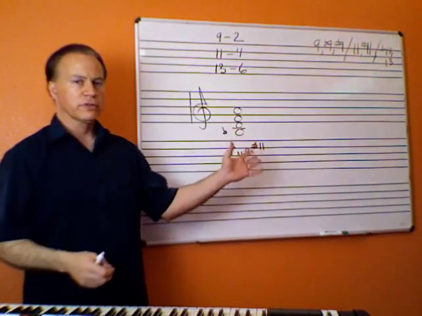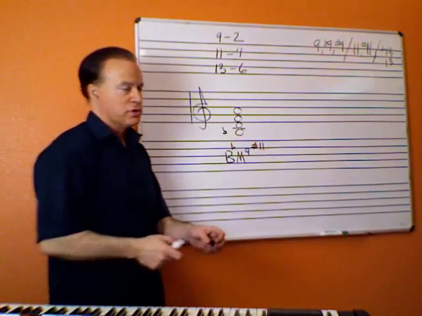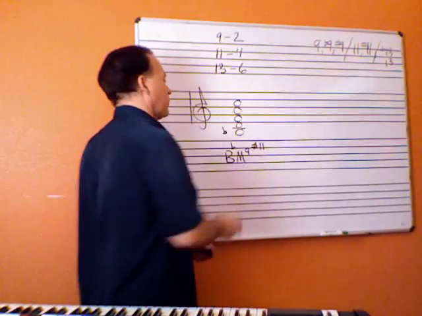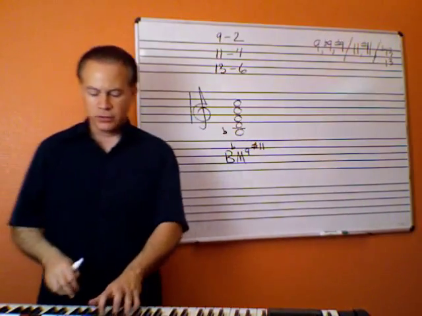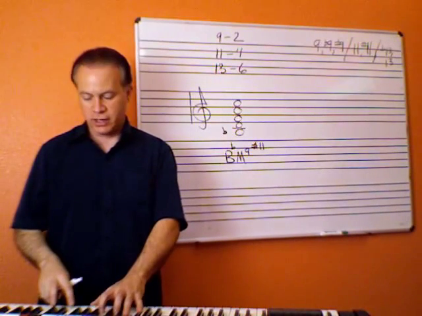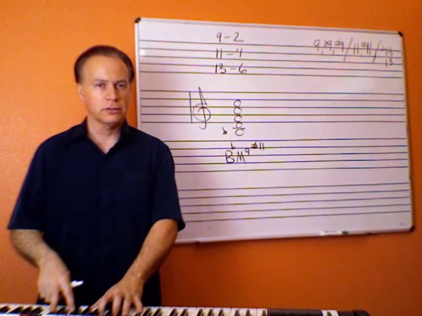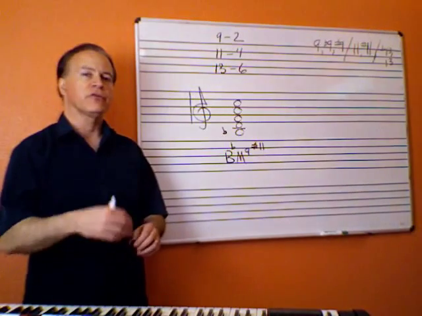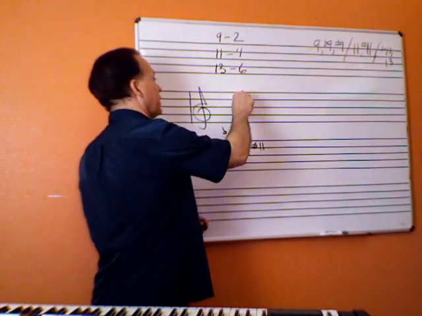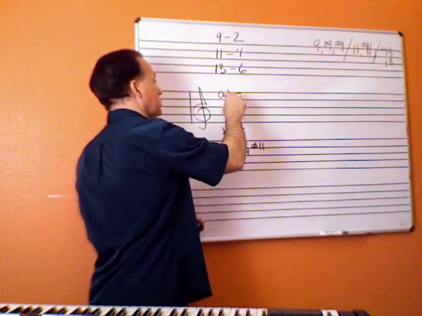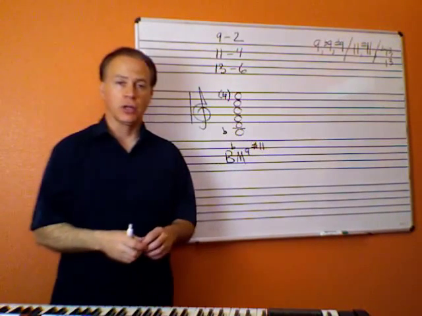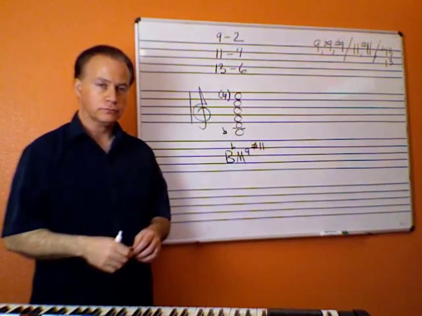Okay. Now we're going to go up to the 9th, which is the second note of the B flat major scale. That's C. And then we're going to go to the 11th. Well, the 11th or 4th note of the B flat major scale would be an E flat. So by raising that E flat by a half step, we're actually making it an E natural. And there's your B flat major 9 sharp 11.